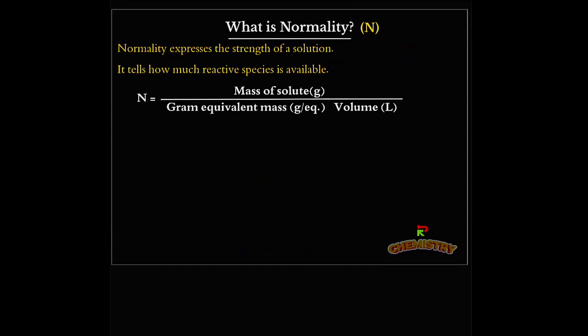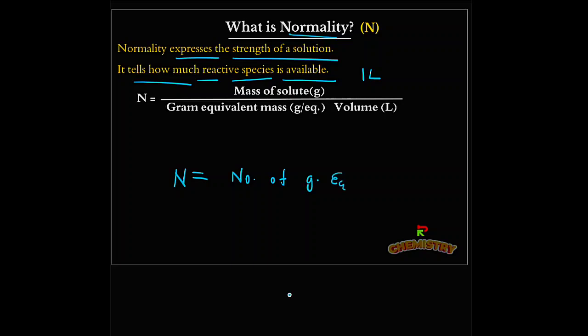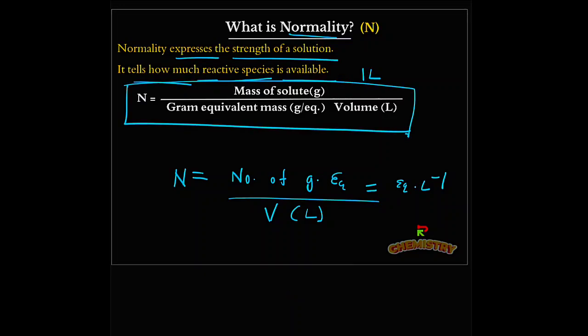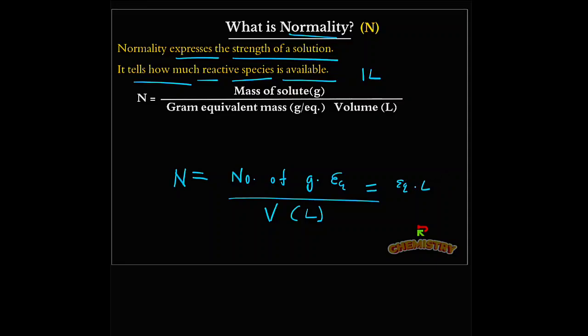Okay, so first, normality expresses the strength of a solution, and it tells how much reactive species is available in 1 liter of a solution. The basic formula for normality is the number of gram equivalents divided by the volume of solution in liters. So the unit of normality will be equivalent per liter, or equivalent liter inverse. The formula presented in this slide is the broader, elaborated form, which easily tells you the unit of normality and how we get this unit.